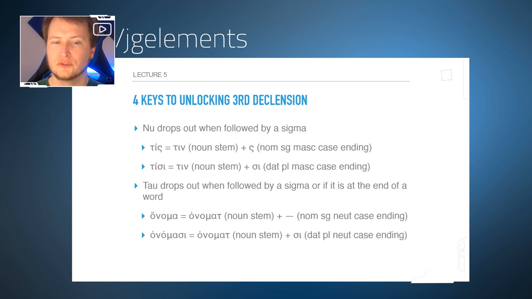Now, tau drops out when followed by a sigma, or if it's at the end of a word. So look at onomat. Onomat is the stem. The nominative singular is onoma. Why? The stem ends in a tau. In the neuter, there is no ending in the nominative singular, so the tau drops off because it's at the end of a word. Look at the dative plural. Onomat is the stem, and again, the only way we know that is the genitive singular. Followed by the dative plural ending sigma iota, the tau drops off before a sigma, and so we're left with onomasi. Okay? So, nu drops before sigma, tau drops before sigma, tau drops at the end of a word.